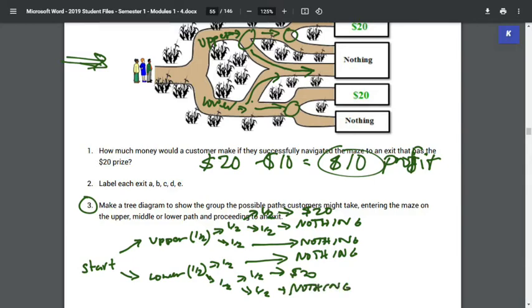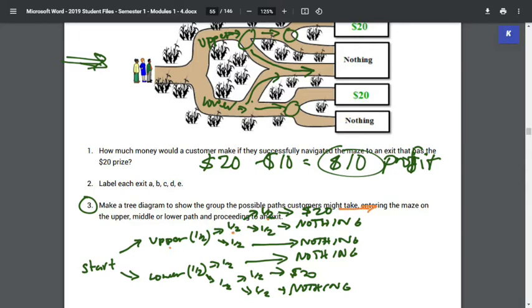So from here, we can go and figure out what are our odds of each of those. I'll change color really quick. If I want to figure out what my odds are going to be, I need to basically multiply the fractions that I get along the way. So if I start with the very first one, I choose the upper, I choose this 1/2, and I choose another 1/2.